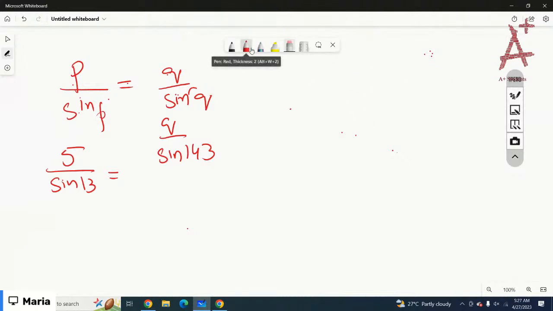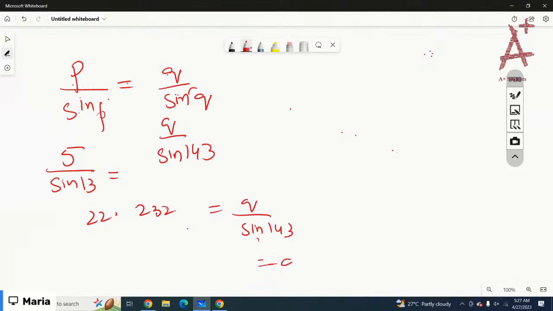Okay, just divide 5 over sine 13. Sine 13 is 0.2249. So 5 divided by 0.2249 equals 22.232, and that equals q over sine 143. Okay, let me just multiply 22.232 times sine 143. Let's see what is the value now.